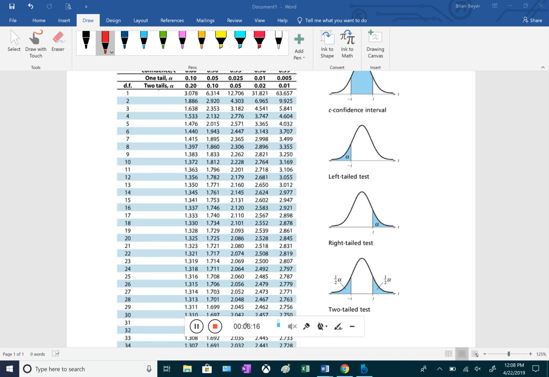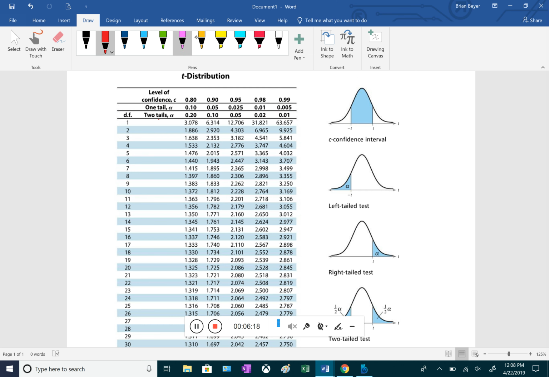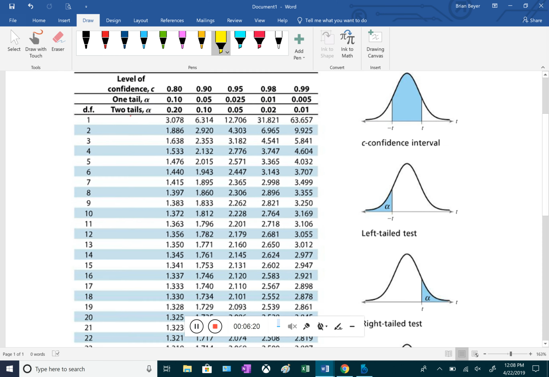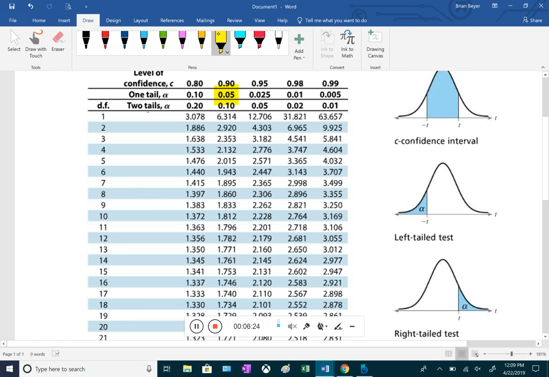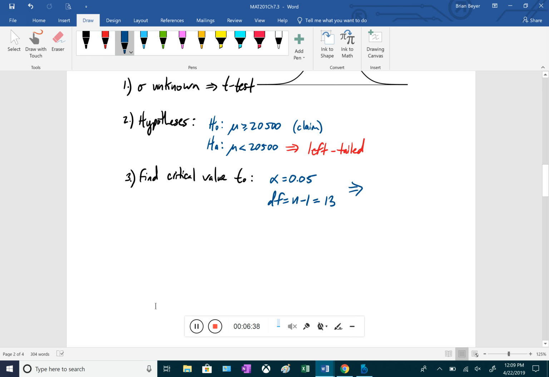And now going to the table. This is a one-tail test because it was just a left tail. So here is 0.05 and degrees of freedom 13 right here. They meet right down here at 1.771. So that is going to be our t-value.